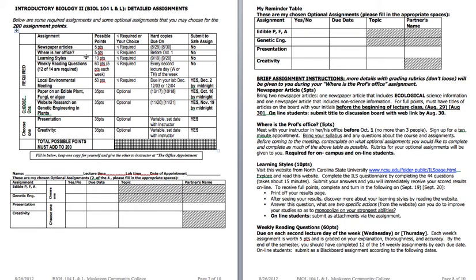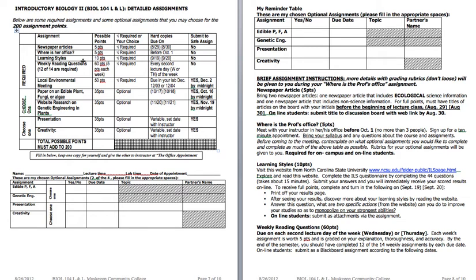Where is their office? What you need to do is make an appointment with me before October 1st so that we can talk about other assignments that you're responsible for down here. So I need to meet with you or your group if you choose to do some of these things as a group before October 1st. So you can make that appointment right away this first Tuesday that we meet.